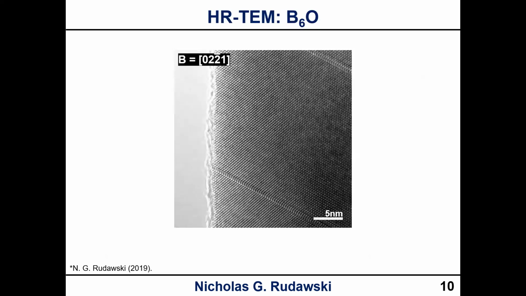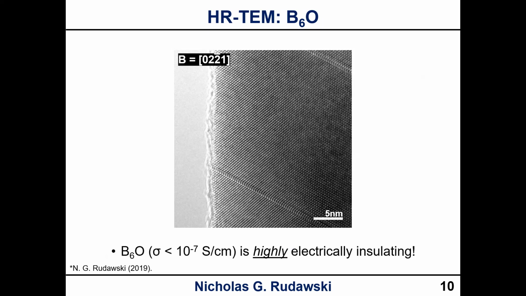Here's example 2, another very insulating material, an oxide, boron suboxide, also taken along the same zone axis as what I showed you for the sapphire. It has a similar kind of crystal structure, but again, it is also very, very electrically insulating. Not quite as bad as the sapphire, but that's still really, really insulating as well, okay?